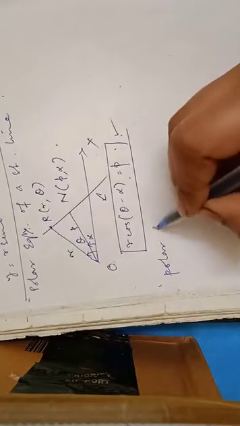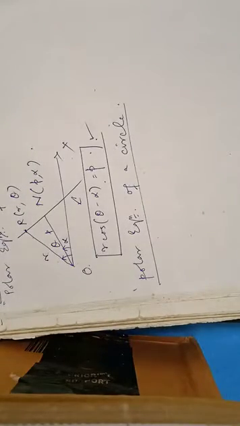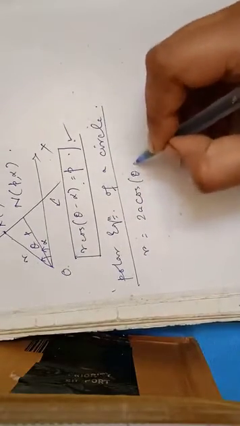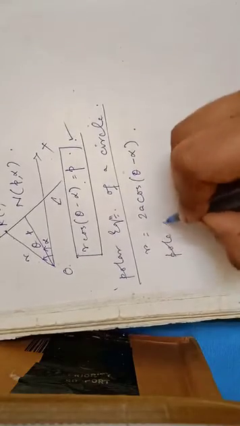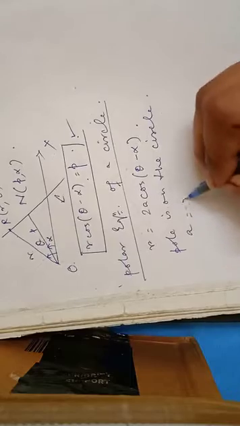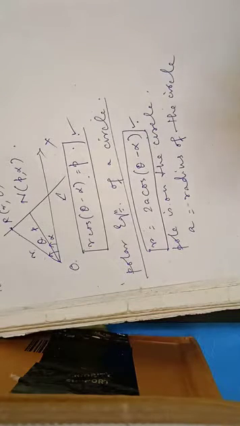Okay. Next is polar equation of a circle. This is denoted by r equals 2a cos(theta minus alpha) when the pole is on the circle, and a is the radius of the circle. So r equals 2a cos(theta minus alpha). Whenever you get this equation, you need to understand that it's a circle.